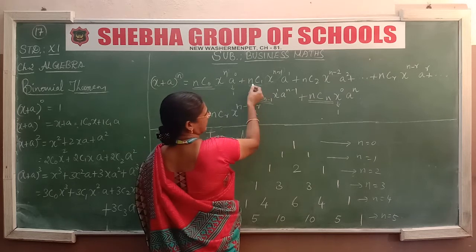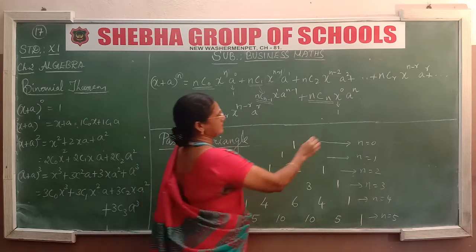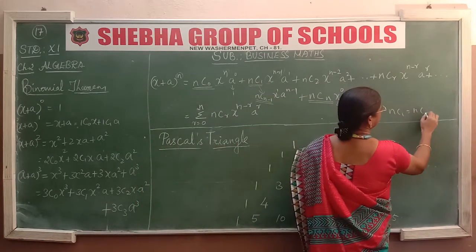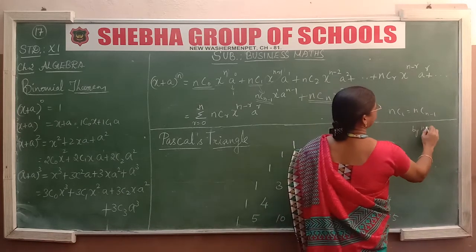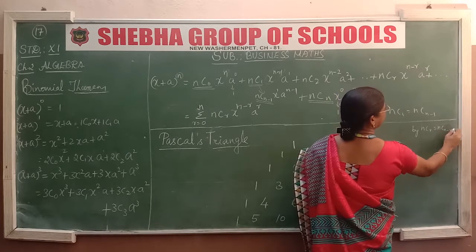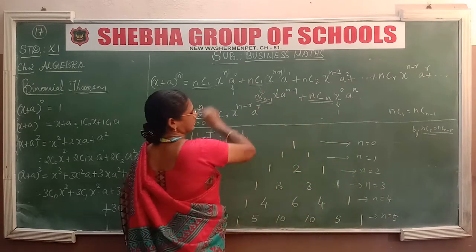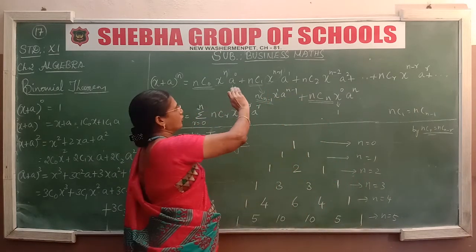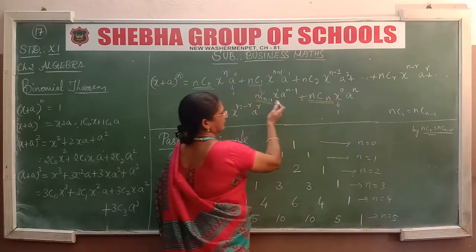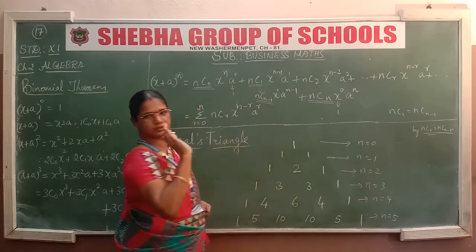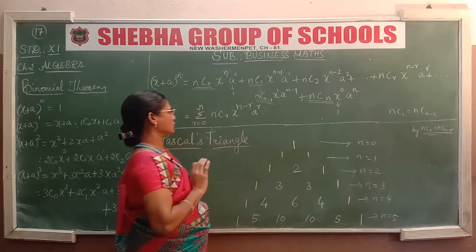Here the second coefficient is nC1. These two are equal. We know nC1 equal to nC n minus 1, we have to write by one property, nCr equal to nC n minus r, isn't it? Using this property this becomes this. So the coefficient of the second term from the starting and the second term from the end, these two coefficients are equal. Similarly the third and the third from the end, these two are equal and so on.